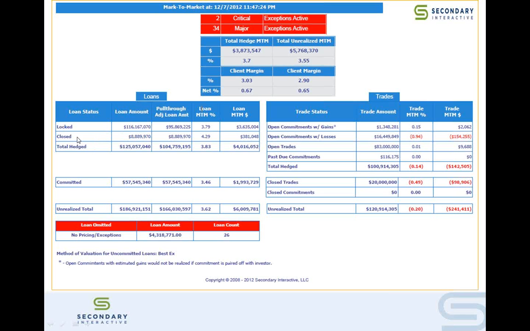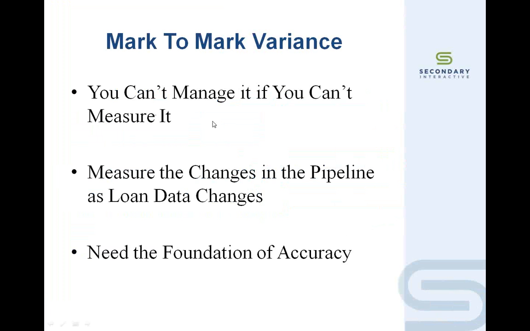So we've got all the loans that are in a locked stage. Ones that are closed, what we mean by closed is committed to an investor but not yet purchased, or excuse me, closed is funded. I apologize. So these are the ones that are in the hedge. Down below are the ones that are committed to an investor but not yet purchased. And so again, this gives us an accurate valuation of all the loans and then the trades on the right side that are in the pipeline.